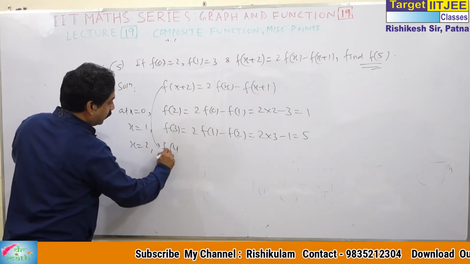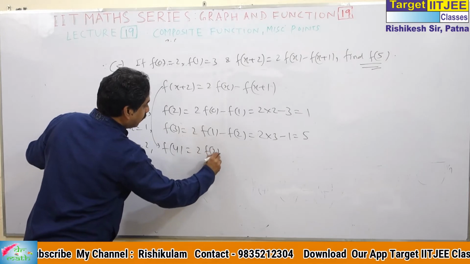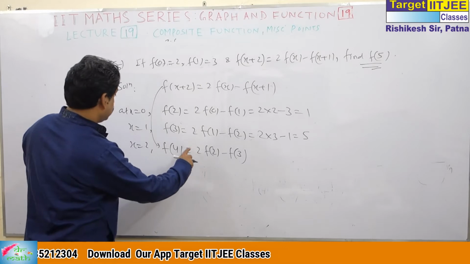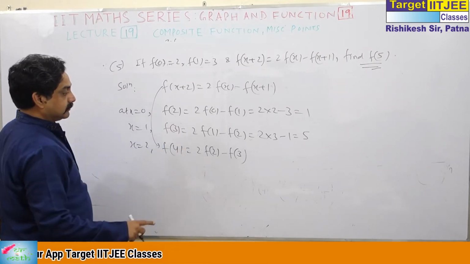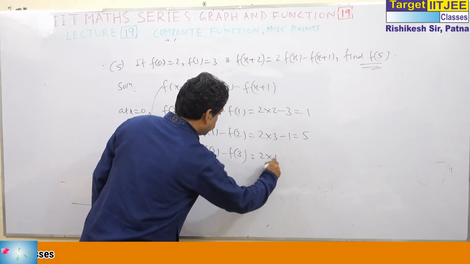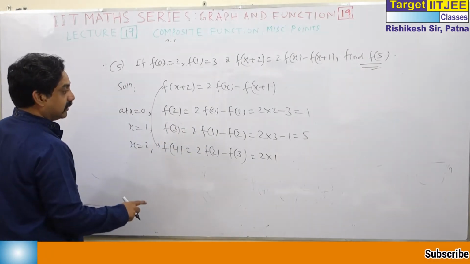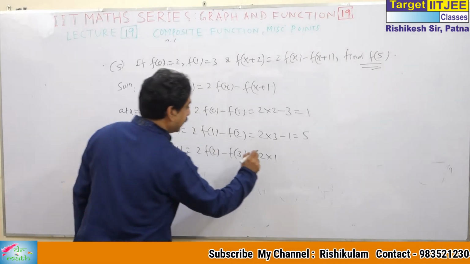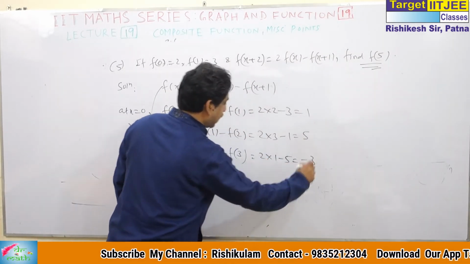This is what? f4 is 2 times f2 minus f3. So what is 2 times f2? What is f2? This is actually 2 into 1. f2 is 1. And what is f3? You can see minus 5. So this is your minus 3.